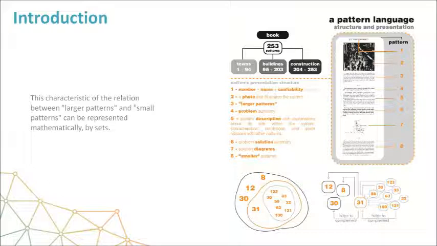In the text box, the characteristics, restrictions, and relations with some patterns are detailed. Below, another highlighted paragraph describes the problem solution, and some even have synthesis diagrams. In the end, the smaller patterns are presented, secondary patterns that complement the described pattern. These characteristics of the relation between larger patterns and small patterns can be represented mathematically by sets.